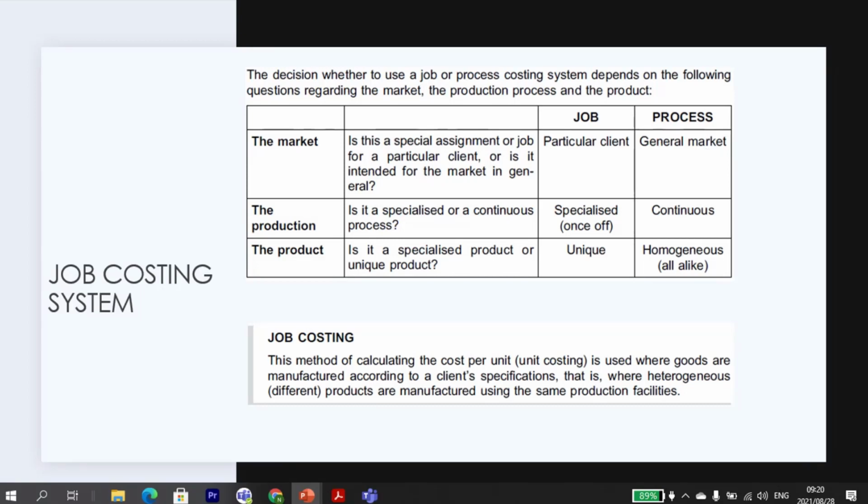So I hope that is clear. Always think about it: when it comes to job costing and process costing, you need to consider your market. Who am I making this thing for? Is it for a specific client or is it for the general market? Then you'll be able to distinguish which one to use.